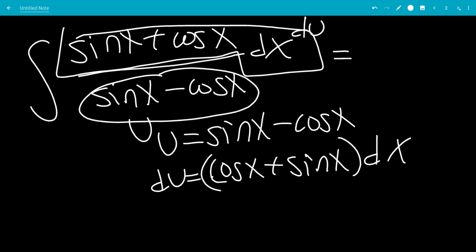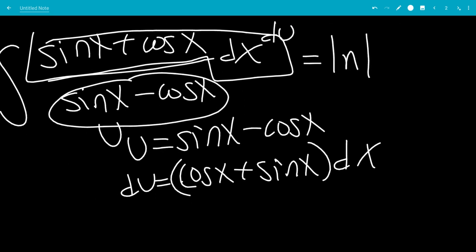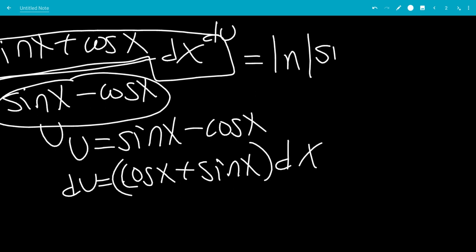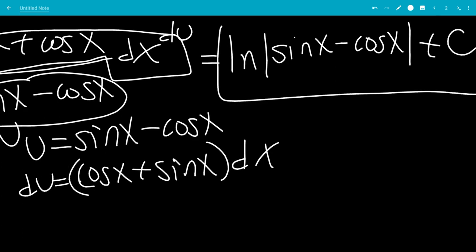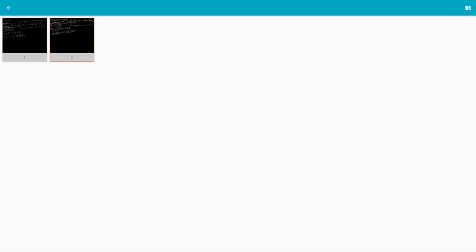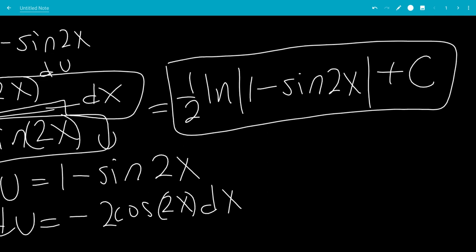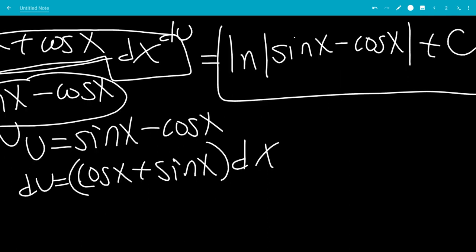Sometimes it's good to look at the problem so you don't have to overcomplicate things like we just did. So that integral, 1 over u du, will be ln absolute value of u, so that's ln absolute value of sine x minus cosine x plus c. And that is it. So these two expressions are equal, or their constants are different. And that's the end of the video. Hope you liked it.